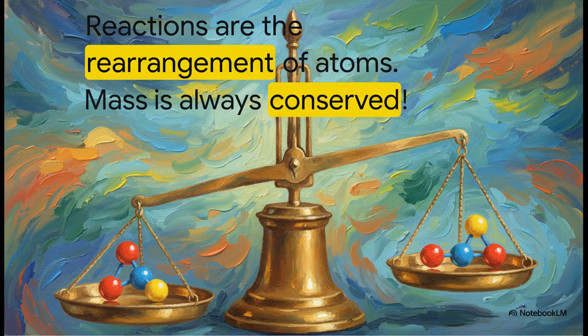Whether we are talking about combustion, thermal decomposition, oxidation, or displacement, there is one absolute golden rule of chemistry you have to remember. Chemical reactions are simply the rearrangement of atoms. That's it. You are never creating new matter, and you are never destroying matter. You are literally just shuffling the existing particles around into new combinations. And because of this, mass is always conserved. The mass you start a reaction with is the exact mass you will finish with, every single time.